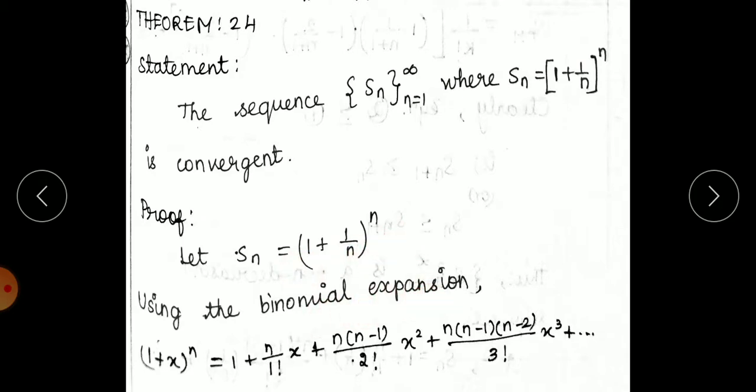So using the binomial expansion, see, it is in the format of the binomial expansion only. You have learnt this in the lower classes, and in first year also you have learned the binomial expansion. So we know that 1 plus x the whole power n equals 1 plus n by 1 factorial into x plus n into n minus 1 by 2 factorial into x squared plus n into n minus 1 into n minus 2 by 3 factorial into x cube. You know the binomial expansion, right?